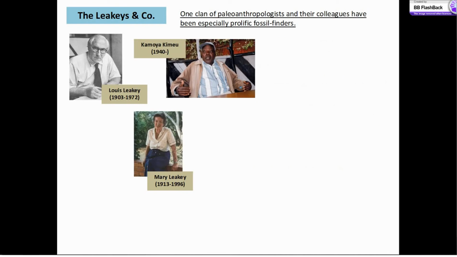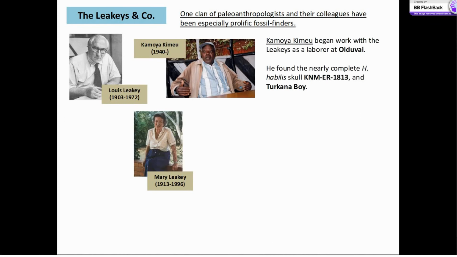Kamoya Kimeu is a renowned fossil hunter who got his start working for the Leakeys at Olduvai as a laborer. But he quickly developed a talent for spotting bone and uncovering fossils, and has been recognized as a potent researcher in his own right. He found KNM-ER 1813, which we've already seen, and he was also responsible for uncovering Turkana Boy, whom we will talk about later.